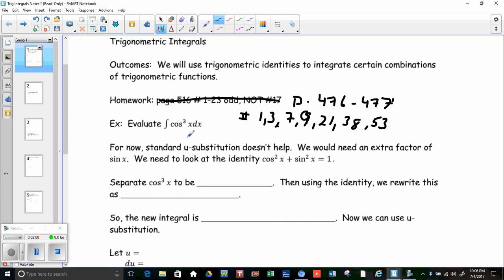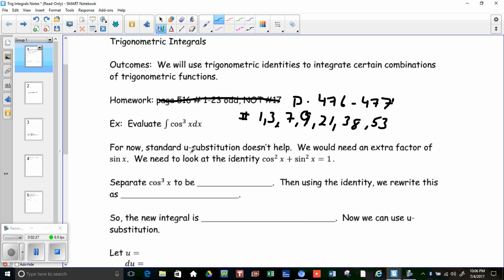First example, we want to be able to take the integral of cosine cubed x. Now, this is going to be under the assumption that you understand the six basic antiderivatives of the sine, cosine, tangent, cosecant, secant, and cotangent. All right, in this example, cosine cubed.